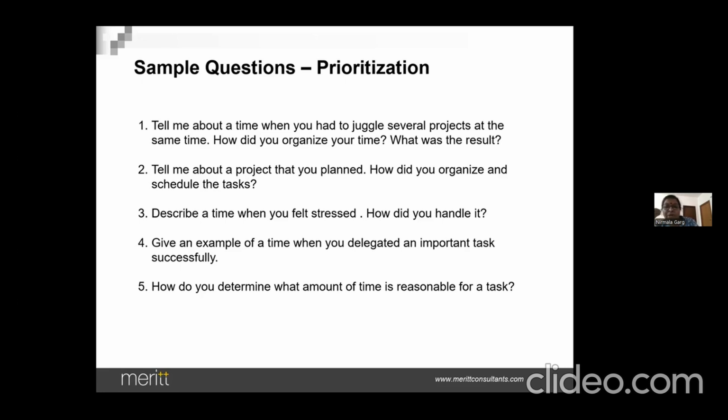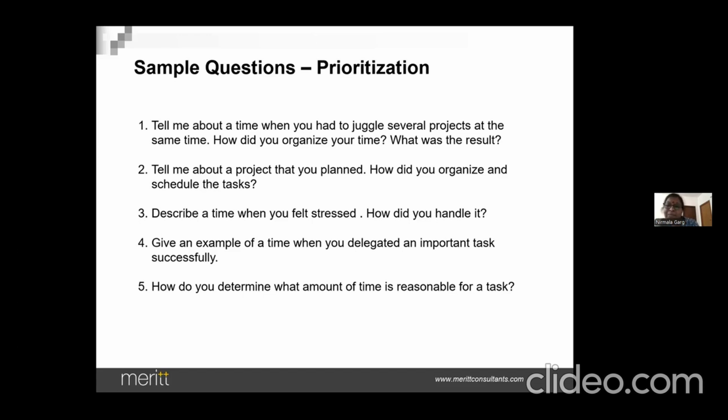Okay. So, tell me about a project that you planned. How did you organize and schedule tasks? Because when you're doing prioritization, sometimes resources may not be there, and sometimes people with the necessary training may not be there. So there will be a lot of challenges. I want to know, how did you manage? What did you do to ensure that the task was done?